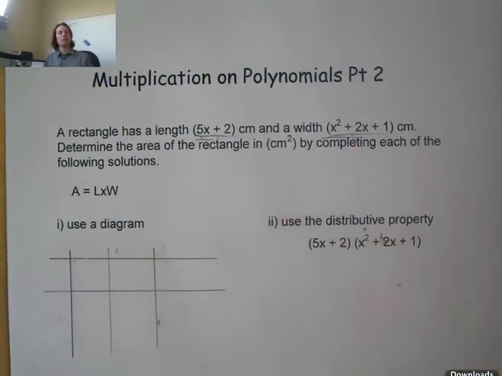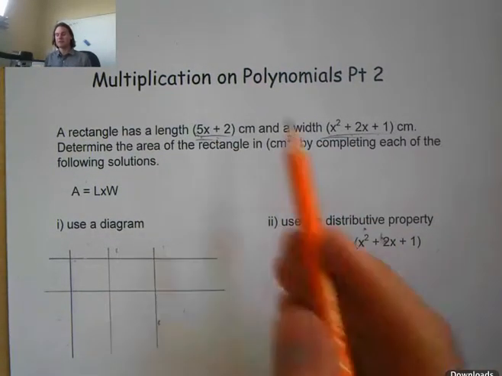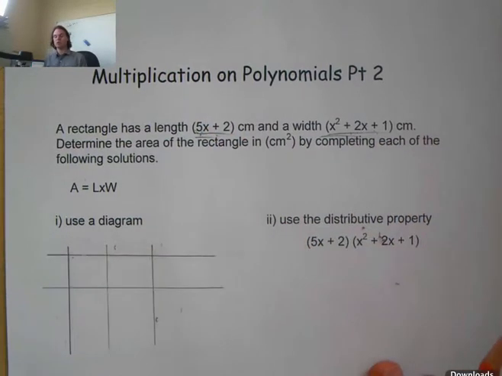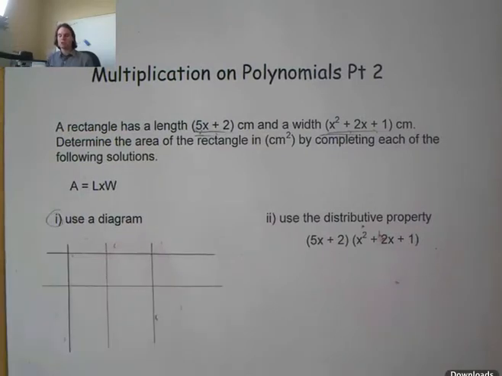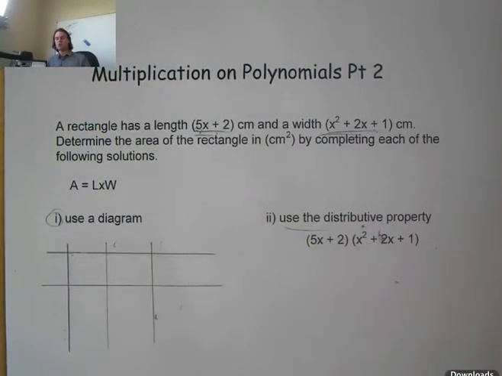I go length times width. Now that means we multiply this binomial by this trinomial. This can be complicated, but it's not that bad. First method we're going to use is the diagram. Second method will be distributive properties. So let's start off with the diagram.